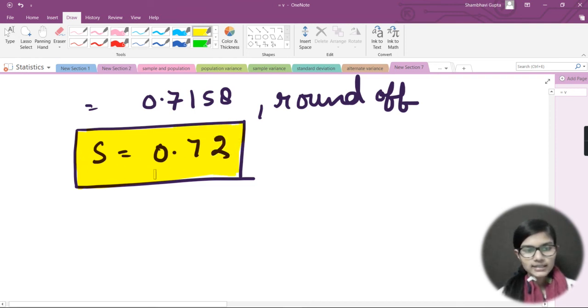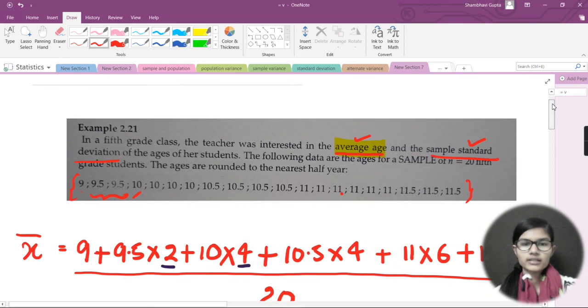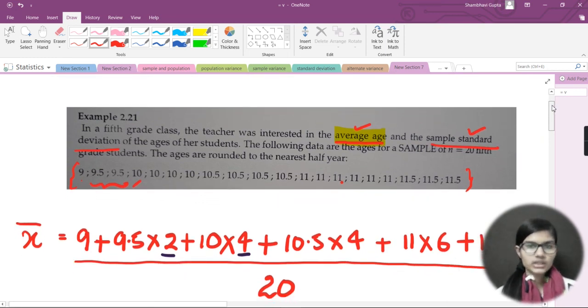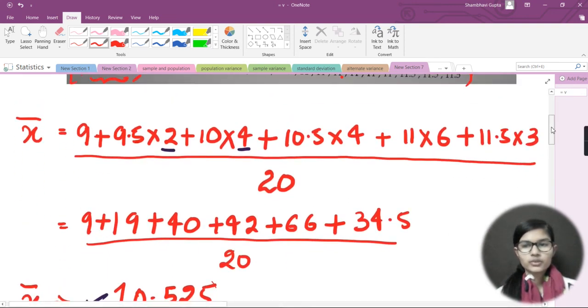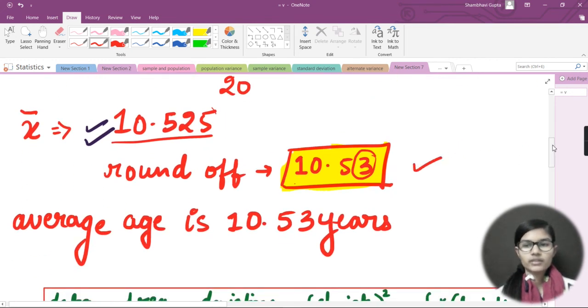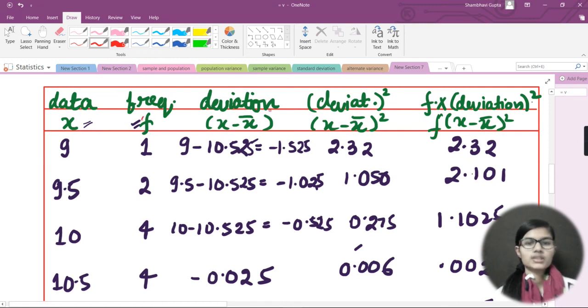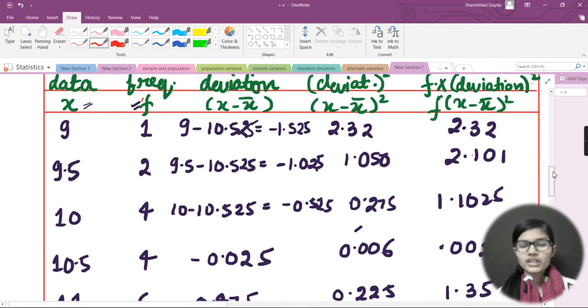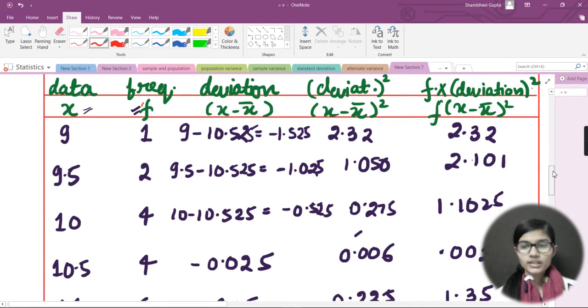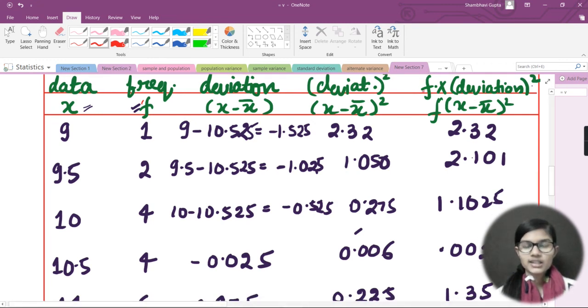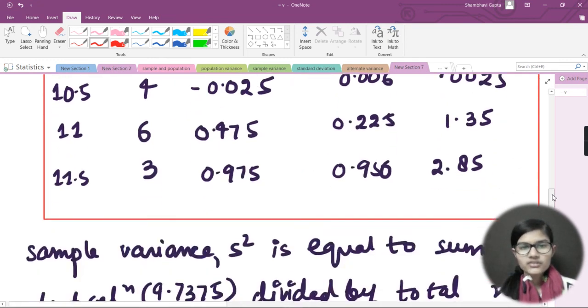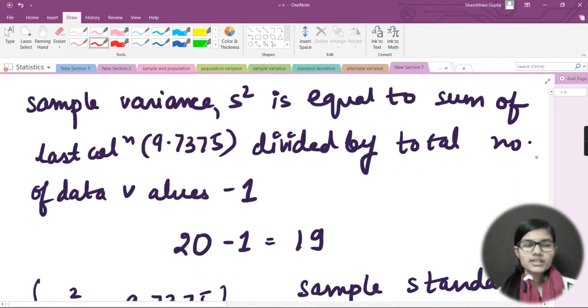Let me highlight this a little, fine. Let's quickly go through and revise what we have done in this question. Firstly, we want to find the average and sample standard deviation. Here I found the average using the mean, and the output was 10.53. After that, I needed to find the data, frequency, deviation and deviation square, because the sum of frequency times deviation square would be divided by the total number of data points minus 1. That is why I needed to make this table and find all of these things, fine.